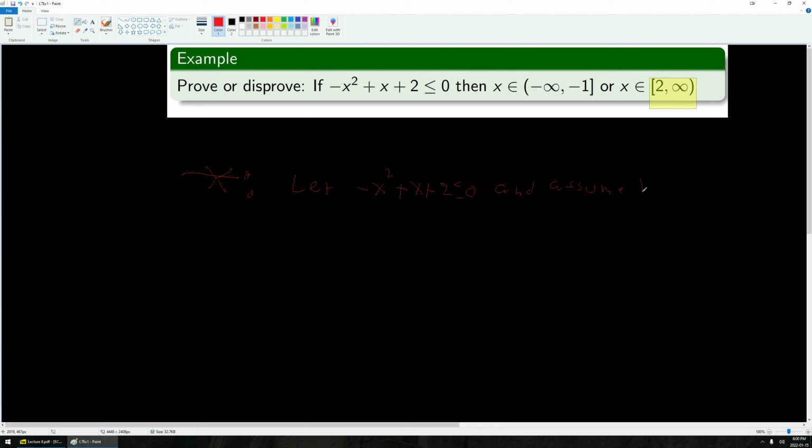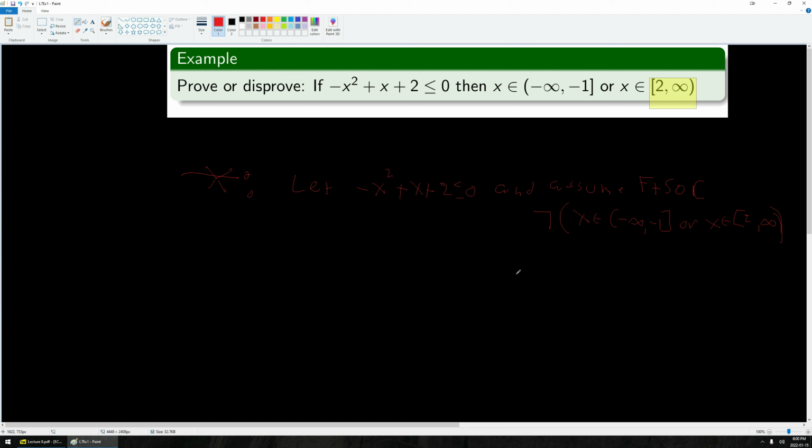For the sake of contradiction. There we go. And what would I assume? I would assume not that x is in this interval, 2 minus 1, or this interval, right? And do feel free to use symbols instead of words. It can make things a little bit cleaner.